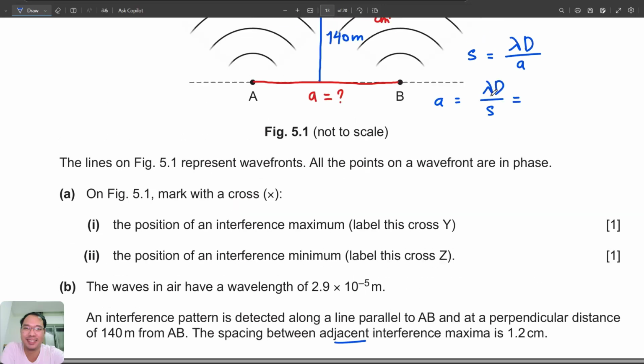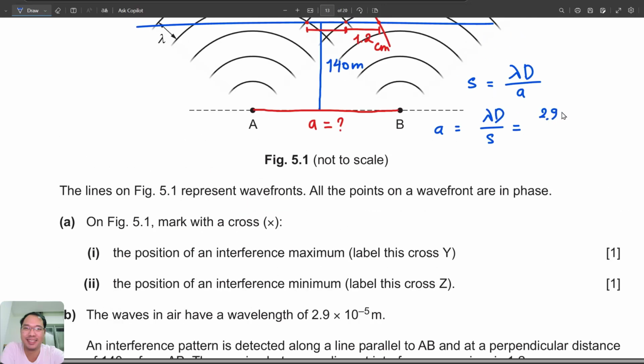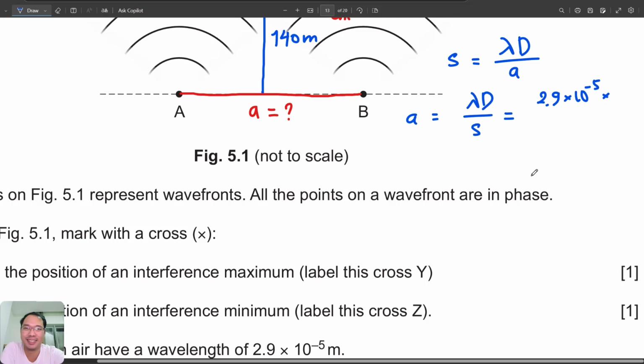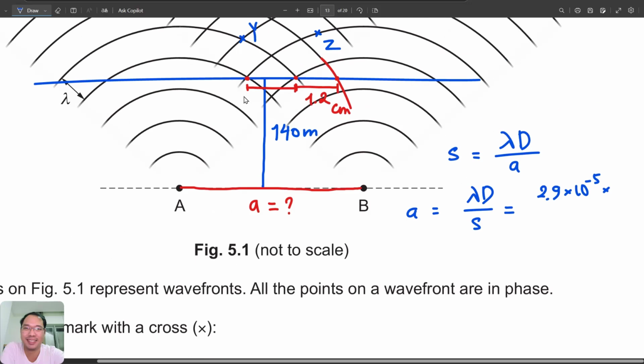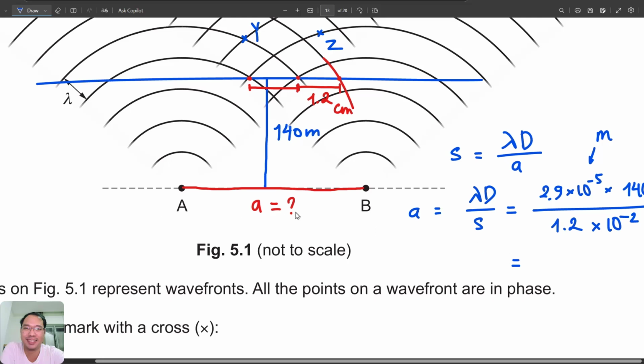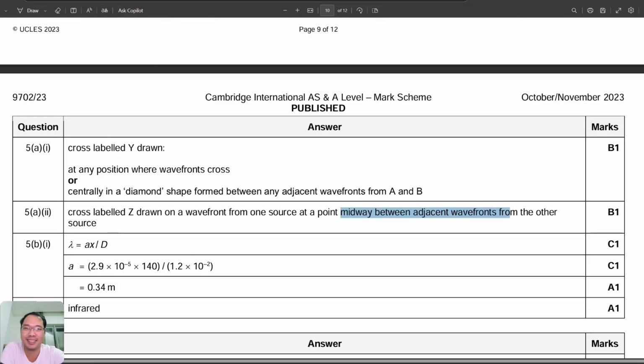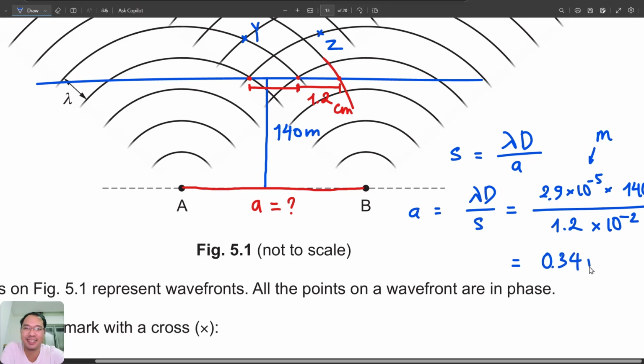In the formula, take the wavelength 2.9 times 10 to the power minus 5 multiplied by the distance from the sources A and B to the line, which is 140 meter, already in meters. The separation between two adjacent maxima is 1.2 centimeter, so we multiply by 10 to the power negative 2 to convert to meters. The distance a between A and B is determined by this ratio calculation, and the value is 0.34 meter. This is the answer.